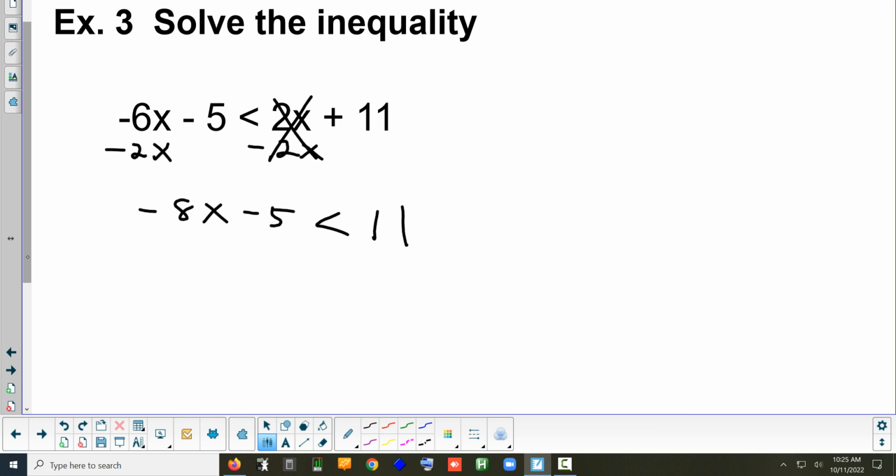What about Anaya? What would my next step be? You would add 5 to both sides. Right. Since we decided to put everything with a letter on the left, everything without a letter has to move to the right. So we're going to add 5 on both sides. Negative 5 plus 5 is 0.